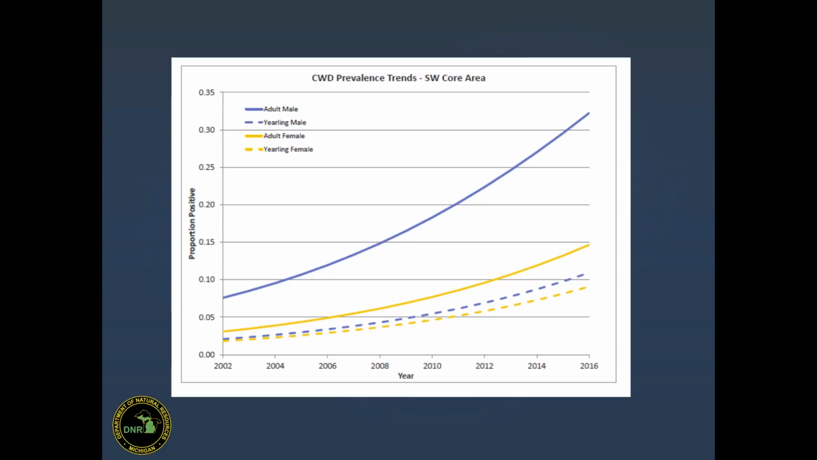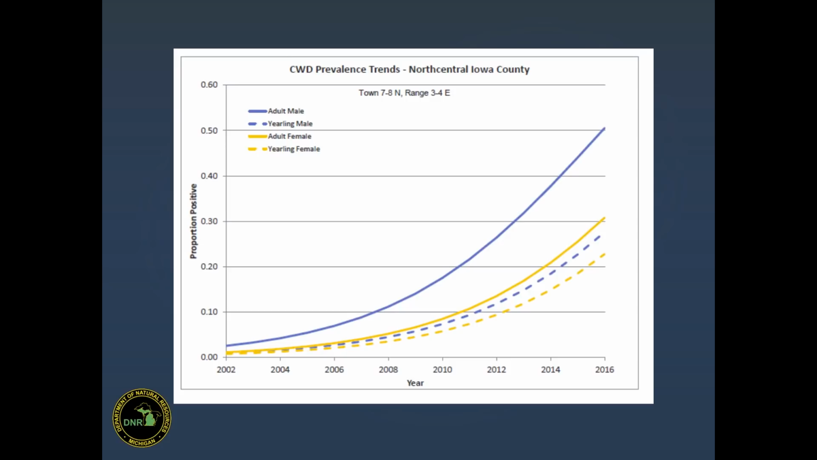And you can see how the prevalence rate has increased in this unit over time. So with adult males, it started off at about 7 or 8% of all males, and you can see in 2016 it's now over 30%. So really 1 out of every 3 adult male deer is now infected with CWD in this unit. Just west of there to north central Iowa County, you see the same general trends emerge.